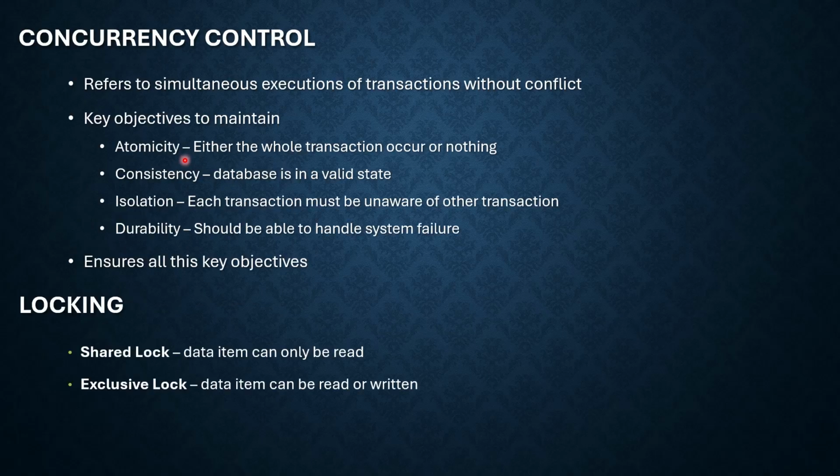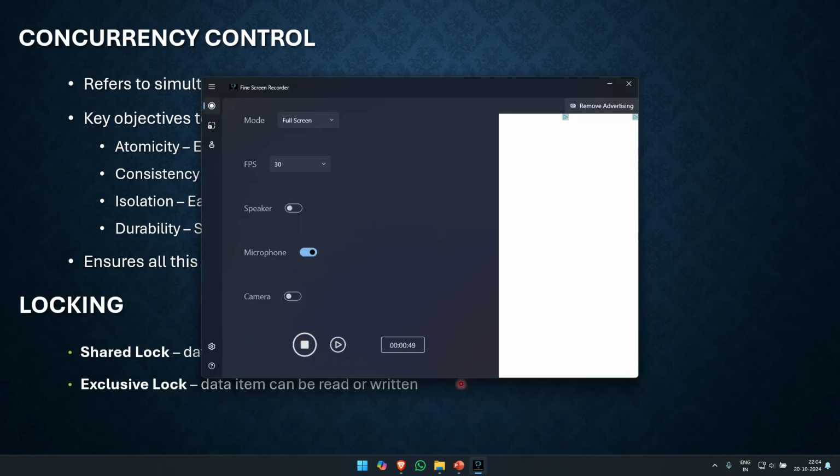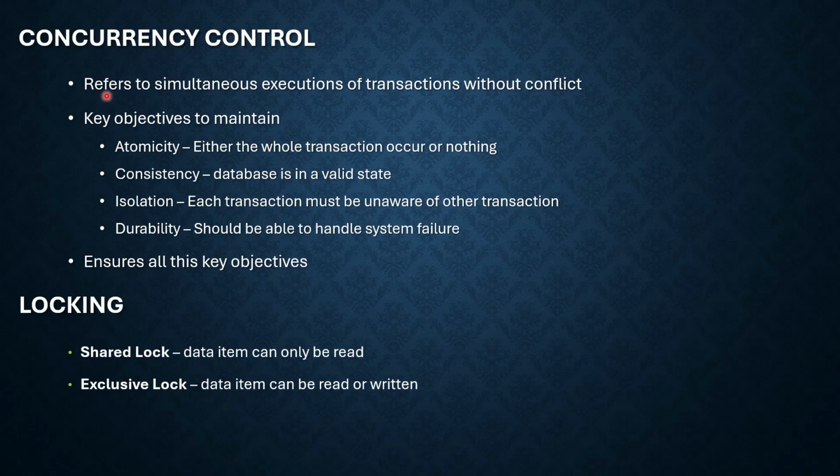So what is concurrency control? Concurrency control refers to the simultaneous execution of transactions without conflict. So why are we executing these simultaneous transactions? Only to increase the throughput of our system and also to reduce the response time. It is necessary to execute more than one transaction because in real world scenarios, we don't want to delay anything. We just want to execute many things at the same time.